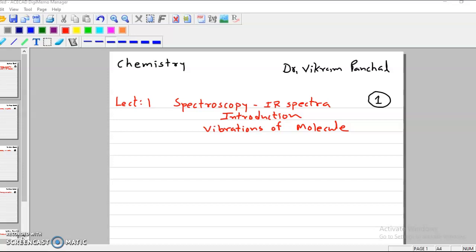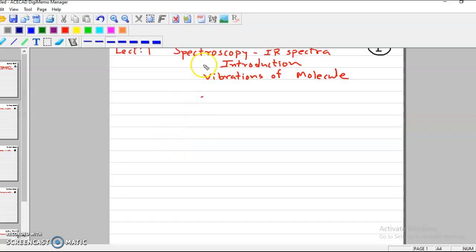I will start a new topic of spectroscopy, that is IR spectra, and this is the first lecture for IR spectra. In this lecture I will explain the introduction of IR spectra, that is, vibrations of molecules. When we start any lecture, first of all, we should know what is the basic concept of this lecture, or what is the basic concept of IR spectra.